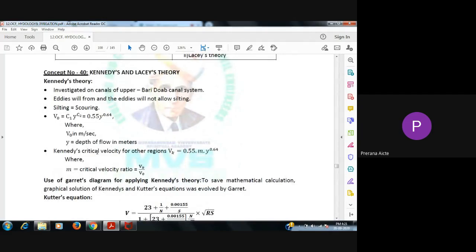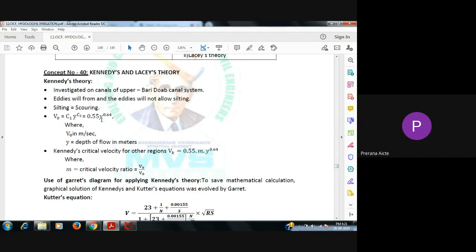So what is meant by Kennedy's theory? Kennedy did the research on the Upper Bari Doab canal system. So remember that the research work was carried out by Kennedy on this canal, the Upper Bari Doab canal. Eddies will form and eddies will not allow silting. So silting equals scouring. So there is a formula: V naught equals 0.55 m y power 0.64.